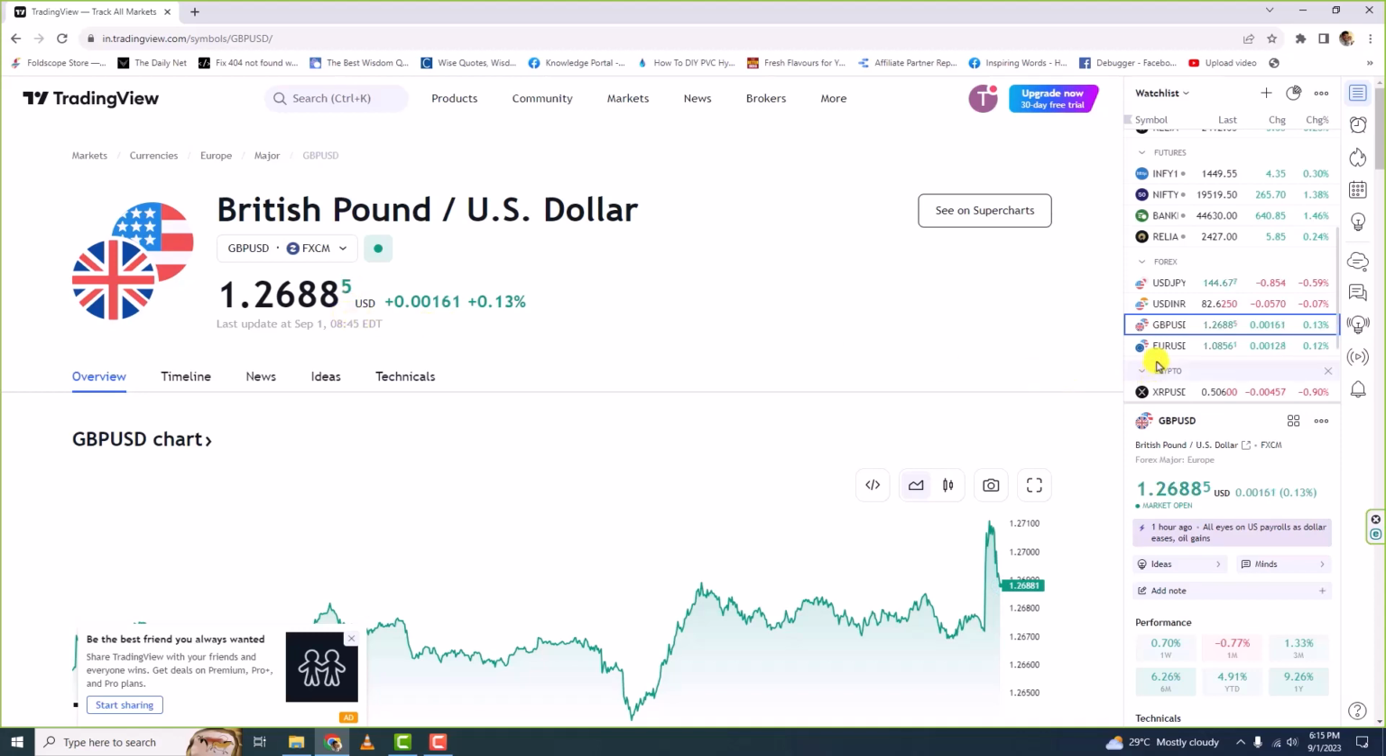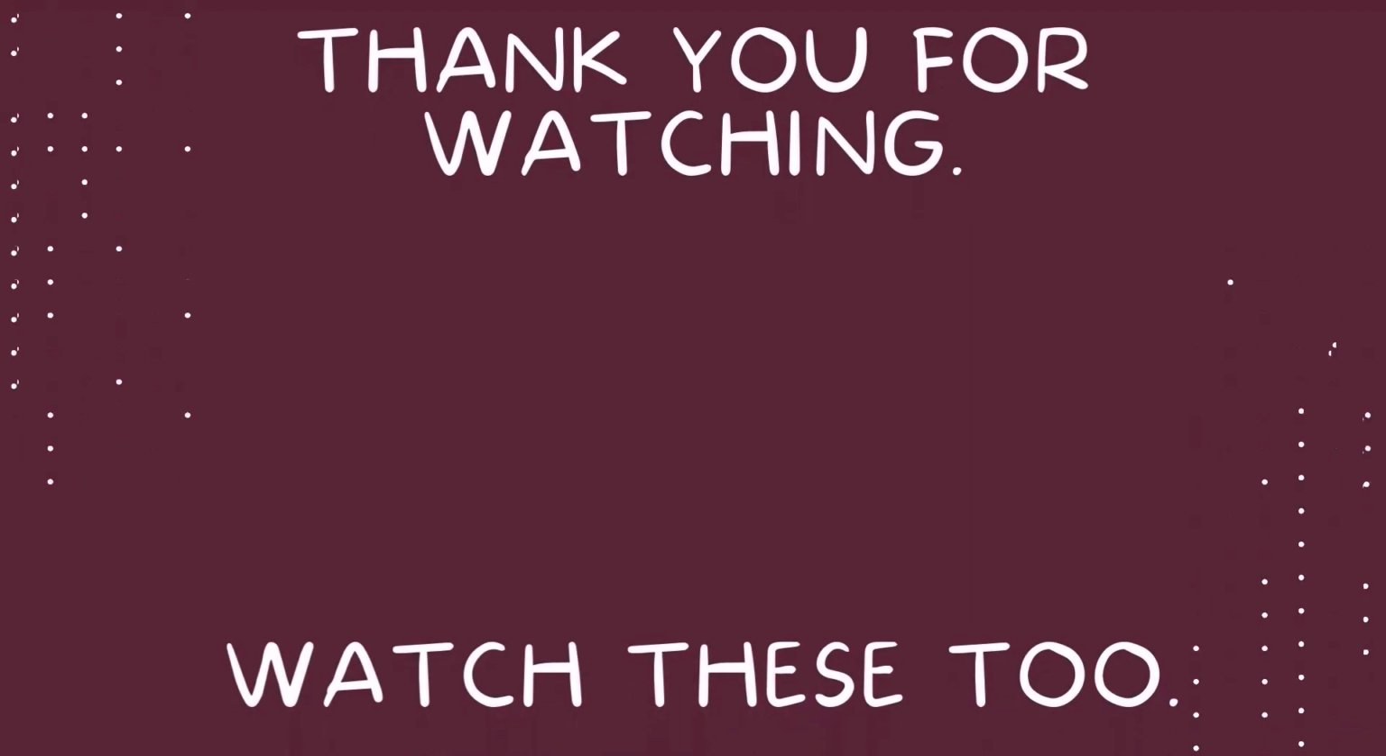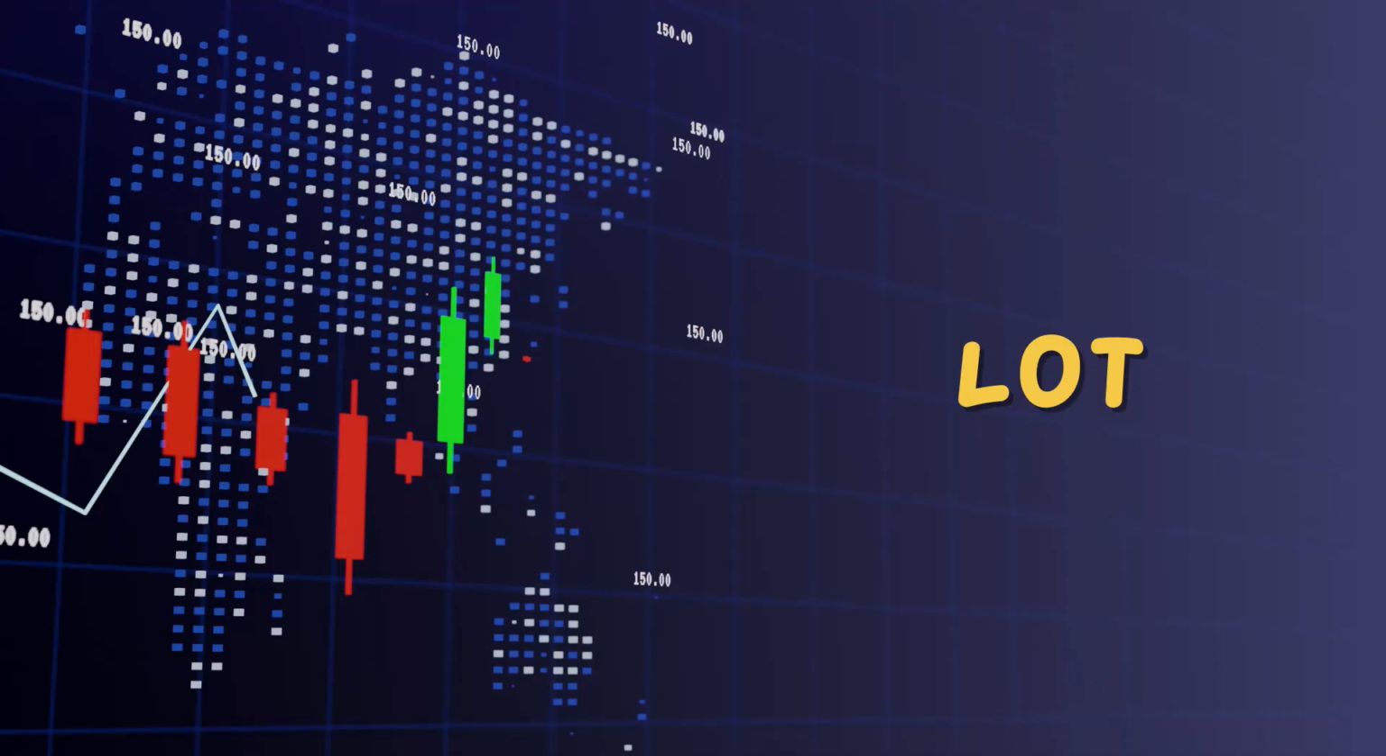Here too, let me click EUR/USD. 1.0855 is the quote price. Now it is 6. This fourth digit after the dot is the pip, and the fifth, what you see up here, is the pipette. So that is all that you need to know now. That's it for this section. In the next section, we will learn what a lot is.